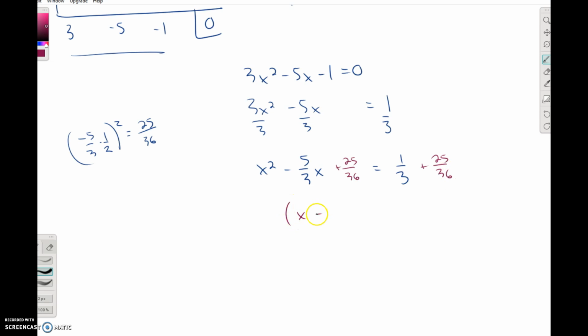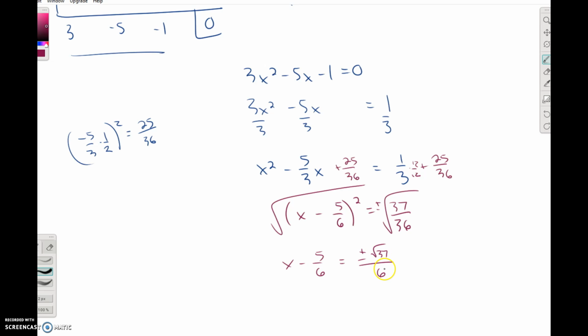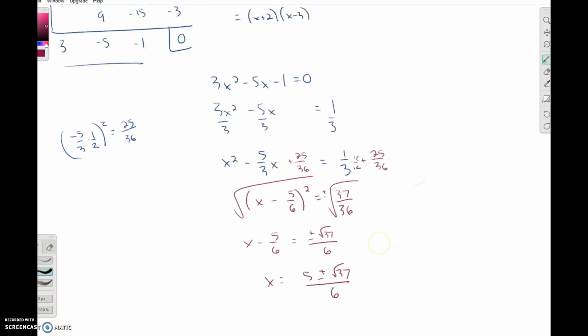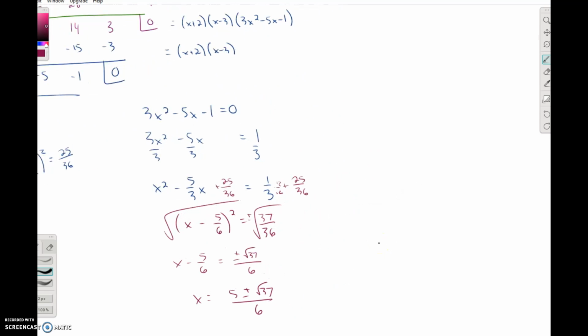So this factors into x minus 5/6 squared. Multiply this by 12 over 12. So that is 25 plus 12, which is 37/36. Square root both sides, plus minus. x minus 5/6 equals plus or minus the square root of 37 over 6. x equals 5 plus or minus the square root of 37 over 6. So those are my other two zeros.